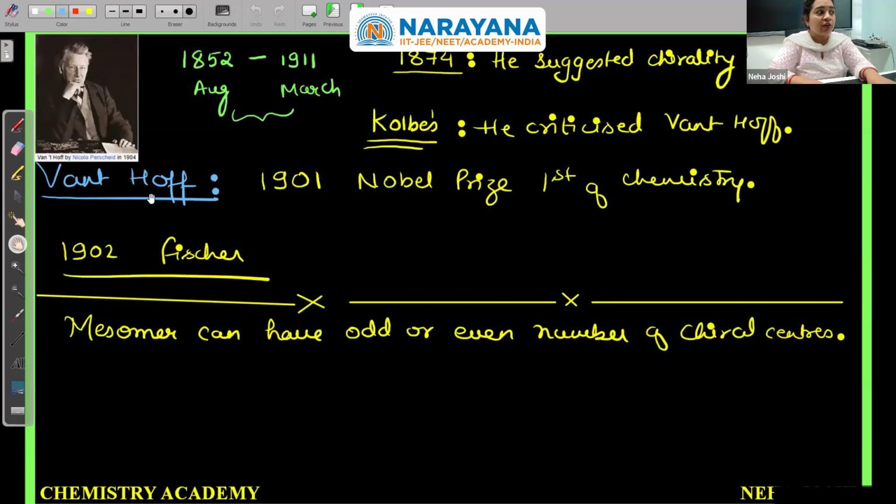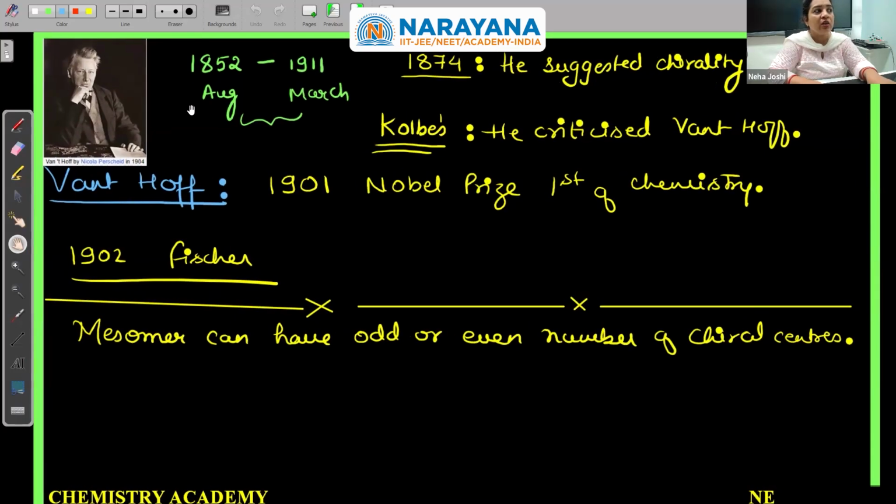Now see Van 't Hoff. The structures were different, that idea was there, and Van 't Hoff started working in that direction. He was the first one who had that idea at a very early age. He was born in 1852, and in 1874, he was just 22 years old when he suggested that there is something called chirality.